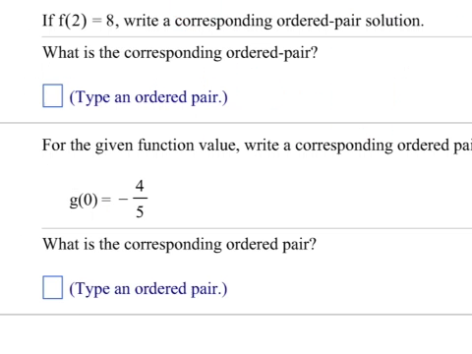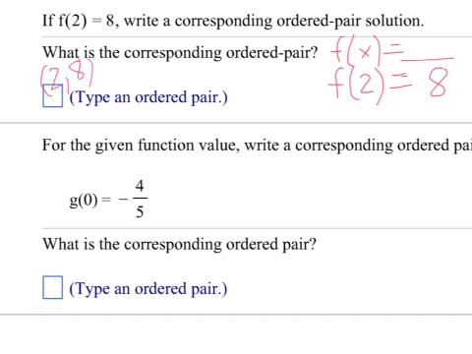In number 15, the question says, if f of 2 is equal to 8, write a corresponding ordered pair solution. What is the corresponding ordered pair? Well, remember that f of x was originally equal to some equation. So it looks like they've replaced the x with 2, and whatever equation they replaced that in, the y value was 8. So the corresponding ordered pair for this is (2, 8). You try 15 and 16, pause the video, and then click on number 17.